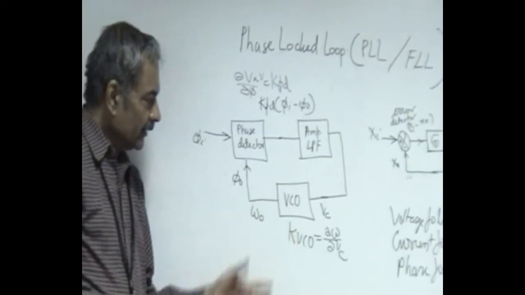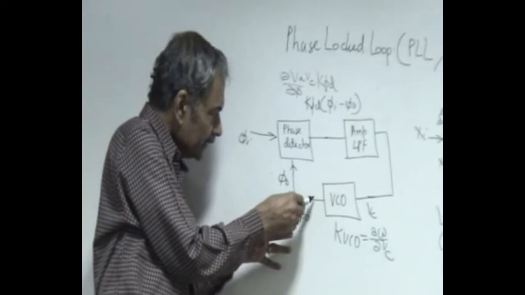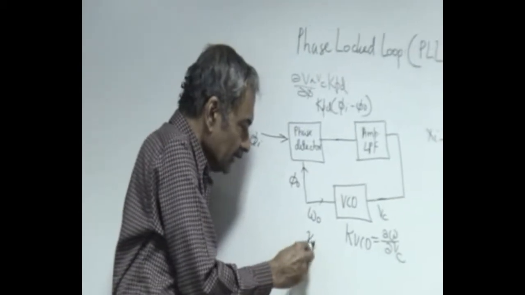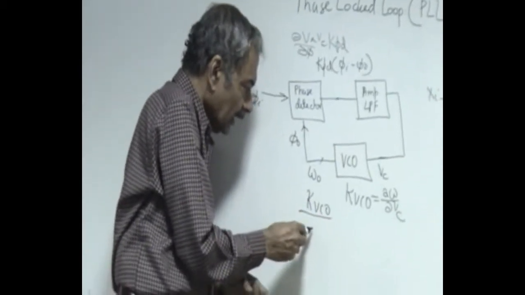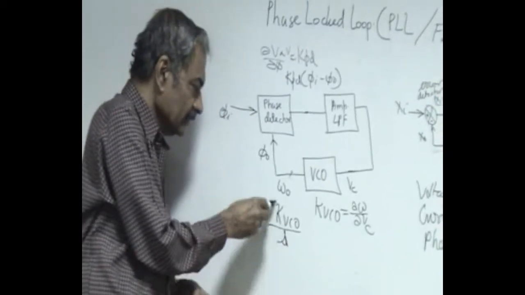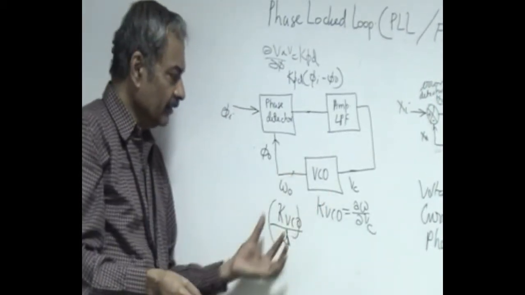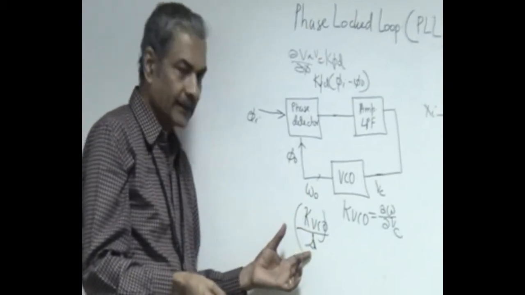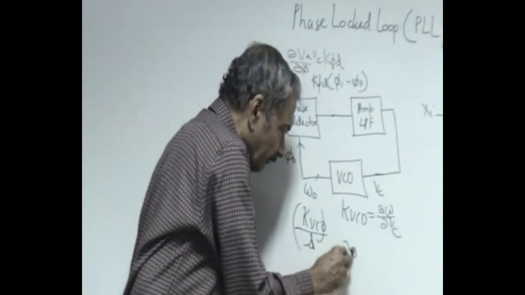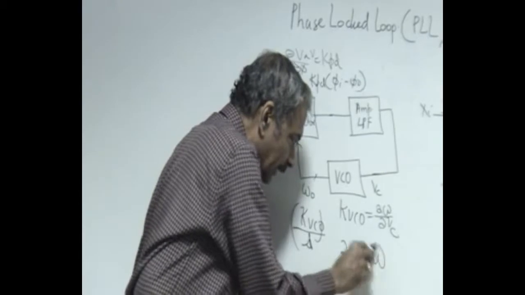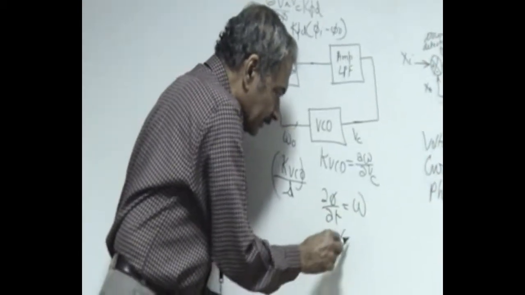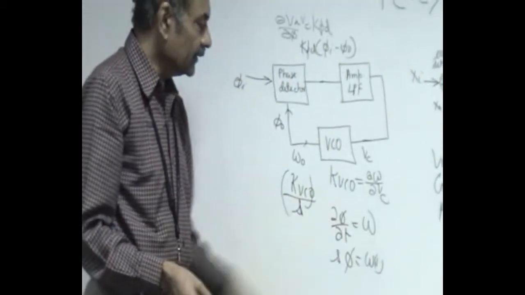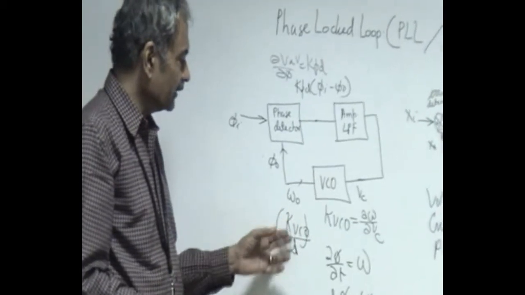This parameter kVCO gives the output as frequency. However, the phase detector senses it as phase error. That means the relationship between phase and frequency is 1 over S. So the transfer function of the VCO, when it is detecting phase at the output, can be interpreted as kVCO by S, because d phi by dt is omega. So S into phi is equal to omega, so phi is omega by S. That is why this transfer function becomes kVCO by S.